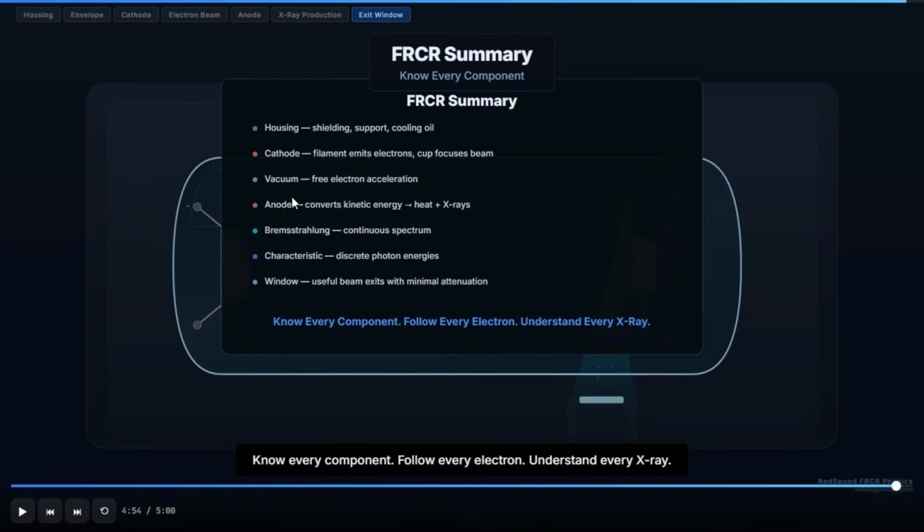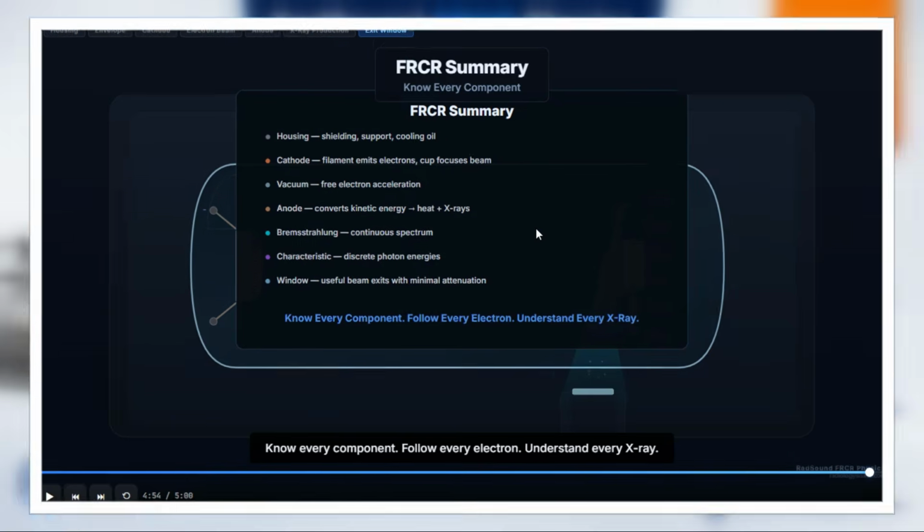Housing, we have the cathode, we have the vacuum, which brings electrons and acceleration, and we have the anode to convert kinetic energy into heat and the X-ray. So we have Bremsstrahlung, which is continuous and the most important process of production of X-ray. Thank you. See you in the next video, from tube to tissue.